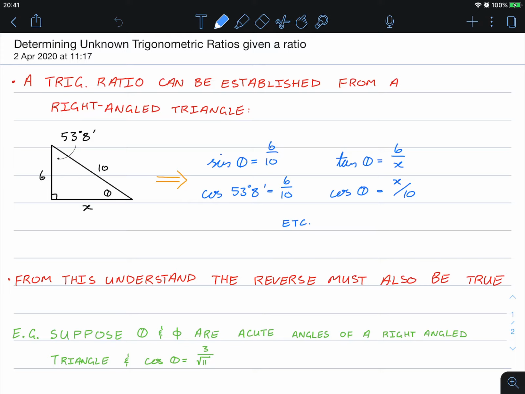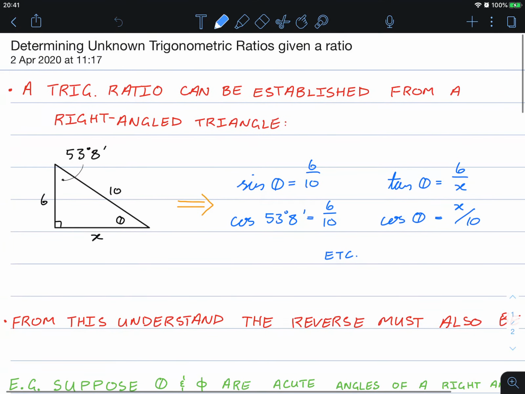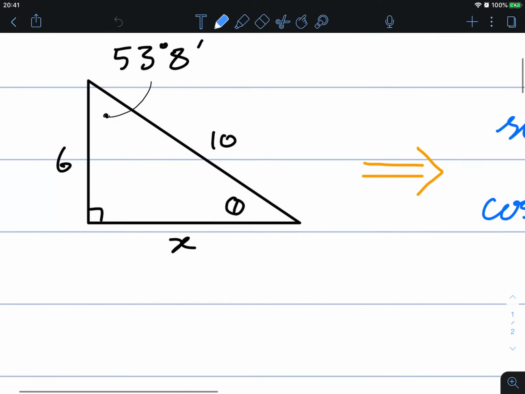Hello class, this is a video tutorial on determining unknown trigonometric ratios given a ratio. So we know that the trig ratios can be established given a right angled triangle. So let's say we're given this triangle here.